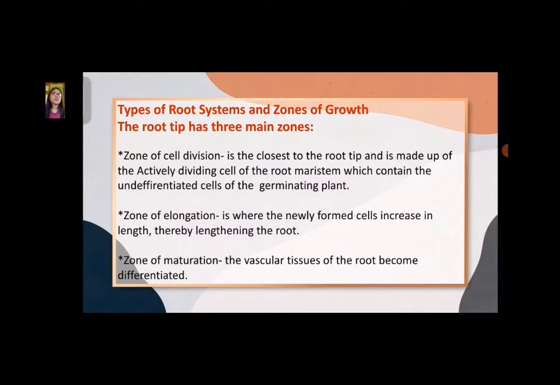The vascular tissues of the root become differentiated. So dito sa zone of maturation, ang cells ay nag-iiba compared to the zone of cell division and the zone of elongation. It serves the function of protection, storage, and conductance of plants. Seen in a cross section, the zone of maturation of many roots has an outer layer, which is the epidermis, and the deeper level is the cortex and the central region that includes the conducting vascular tissue.